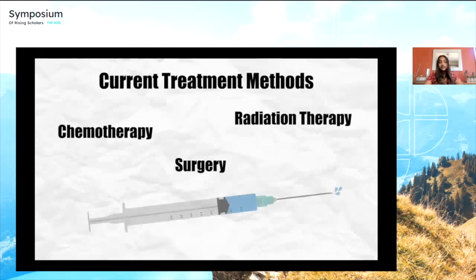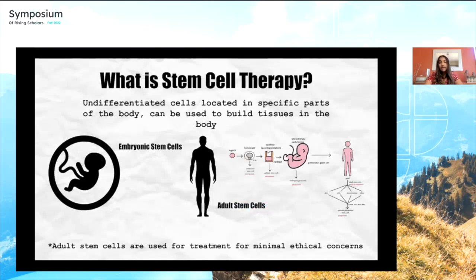There are currently 3 different kinds of treatment methods for lung cancer: chemotherapy, surgery, and radiation therapy. While they have some benefits, the current treatment methods do not always treat patients in the long run, and they do need some advancements. One possible treatment method for lung cancer is stem cell therapy.